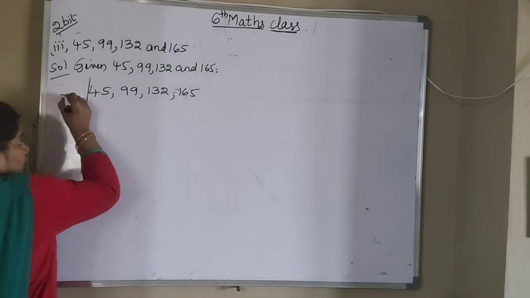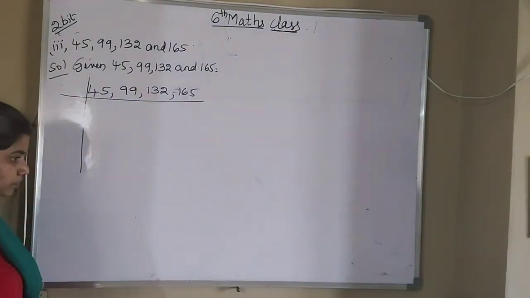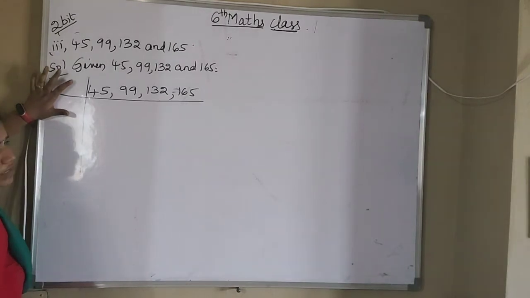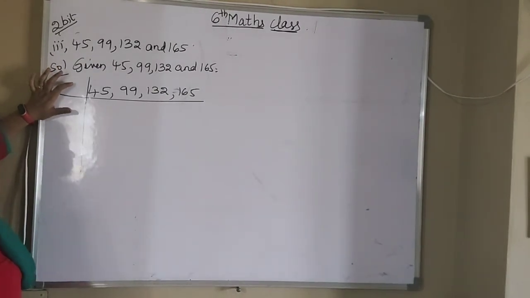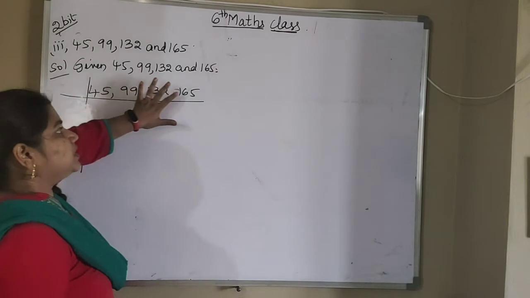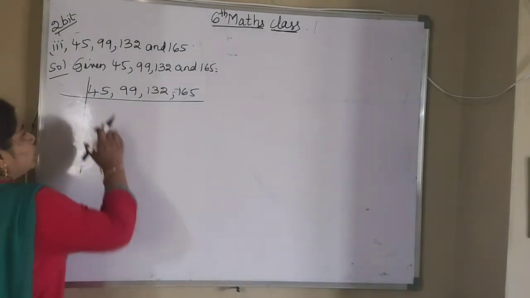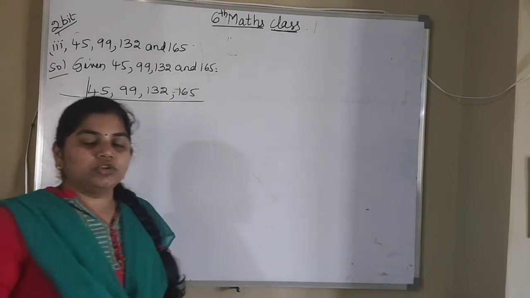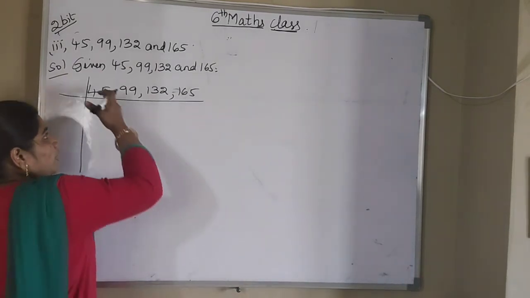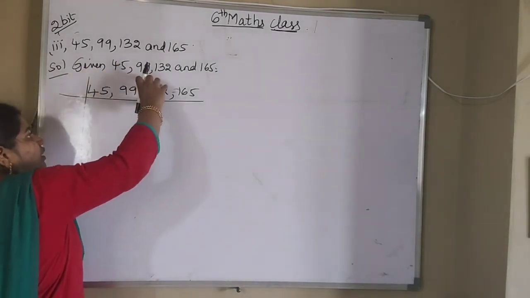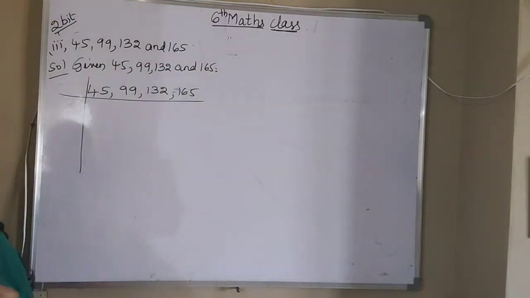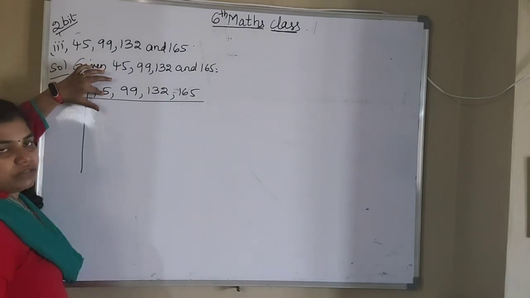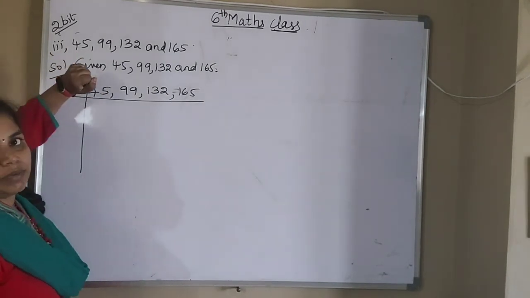So in which table it will go, we have to check first. So all these numbers will go in the 3 table. Why am I saying the 3 table? By using divisibility rules, I am saying that these numbers are divisible by 3. What is the divisibility rule of 3? The sum of all digits should be divisible by 3. So if you add the digits of each and every number, it will be divisible by 3. So 4 plus 5 is 9. 9 is divisible by 3. That means 45 will also be divisible by 3.